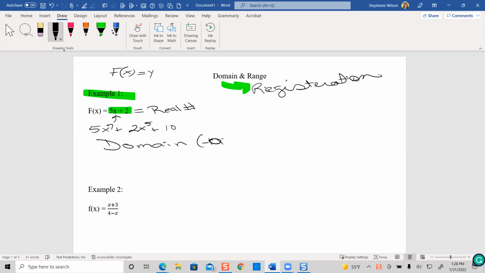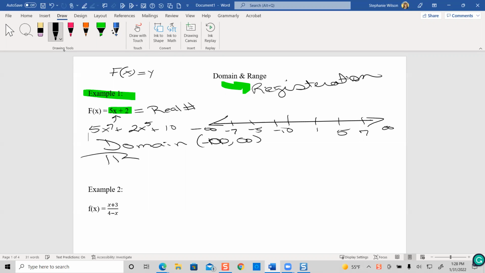So it's going to be from a negative value to a positive value, meaning negative infinity to positive infinity. That means anything on this number line here, and so on, is going to yield a real outcome. So it's all real numbers. It can be written like this, or it can be written as negative infinity, infinity.